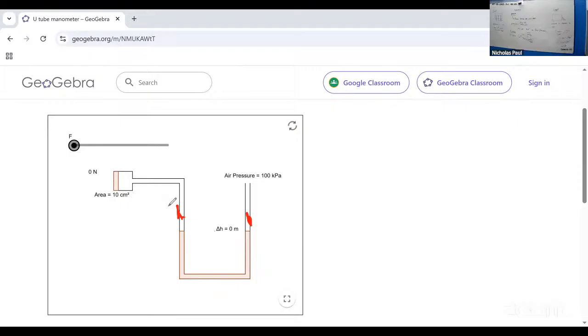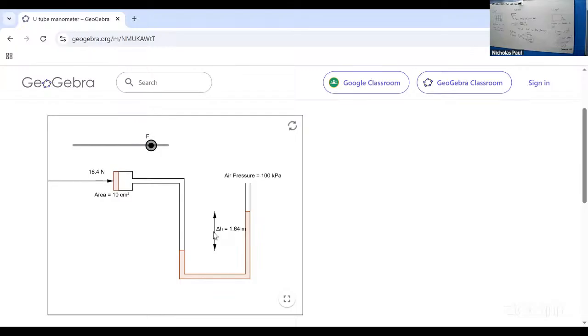So, Ashish, what do you think would happen if I make the pressure here larger? The pressure will push down here, causing the liquid to go up here. Okay? That makes sense? See that? You see that there's a change in depth.